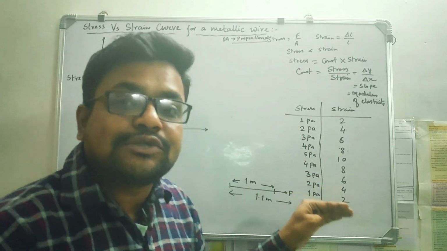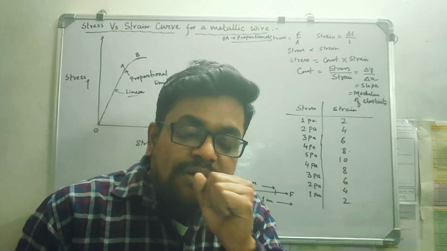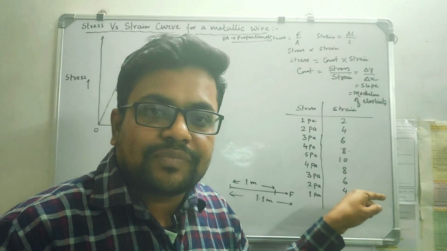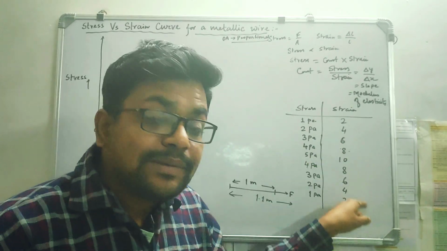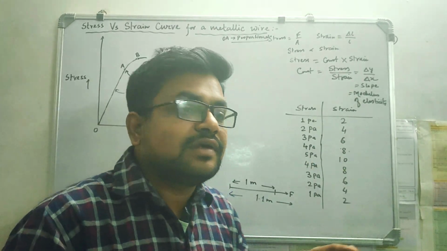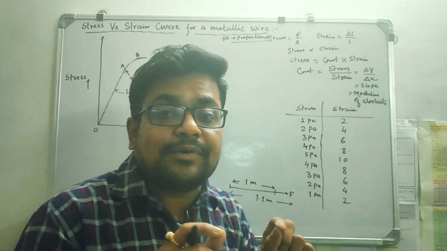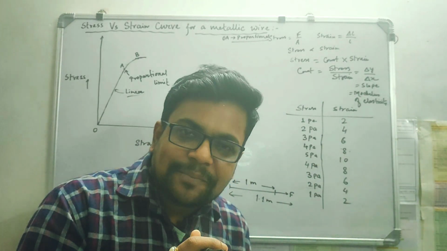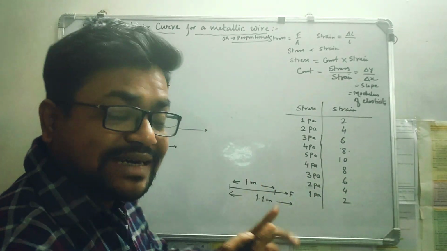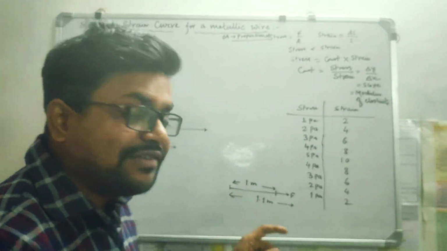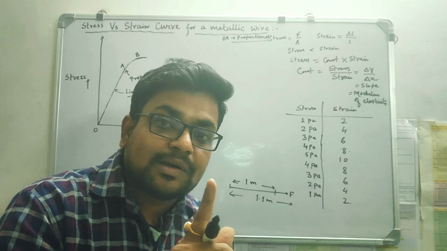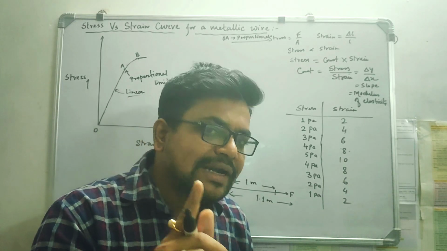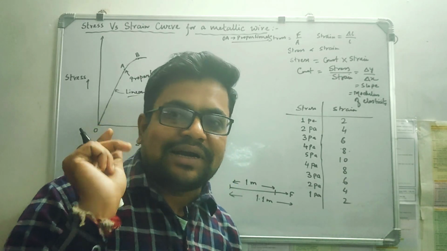जैसे स्ट्रेस इंक्रीज होगा, स्ट्रेन भी वैसे ही इंक्रीज होगा, जैसे स्ट्रेस डिक्रीज होगा स्ट्रेन भी वैसे ही डिक्रीज होगा. That means you will get a perfectly straight line graph till point A. But after point A, the graph is not a straight line, but elasticity will be maintained. Remember, proportionality will not be maintained, but elasticity will.